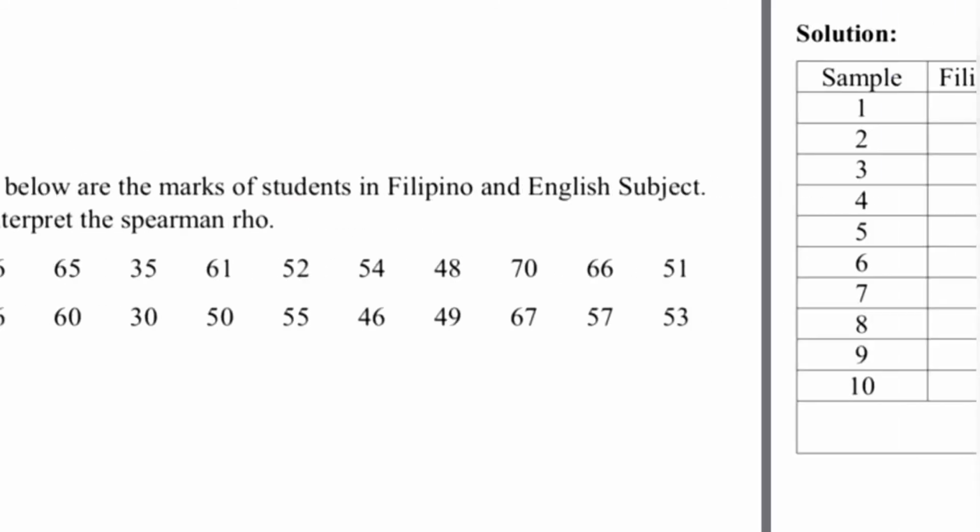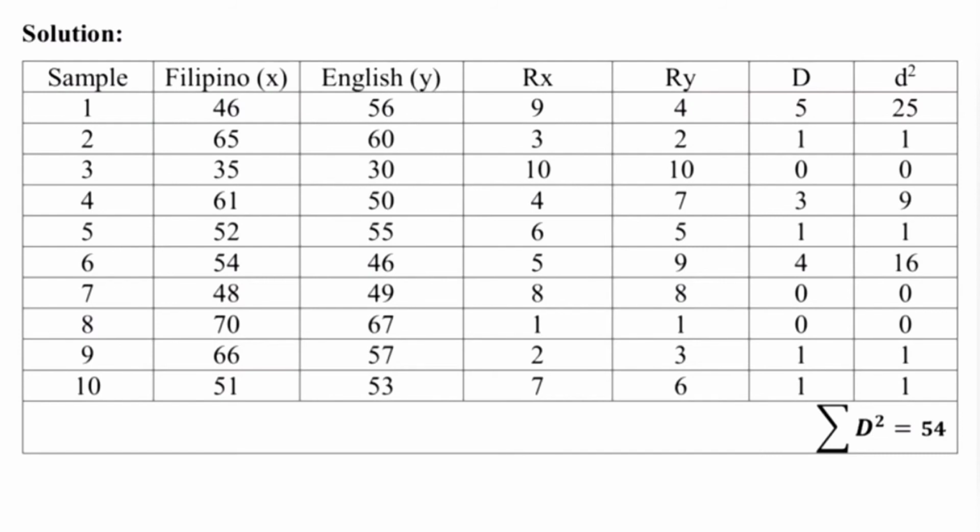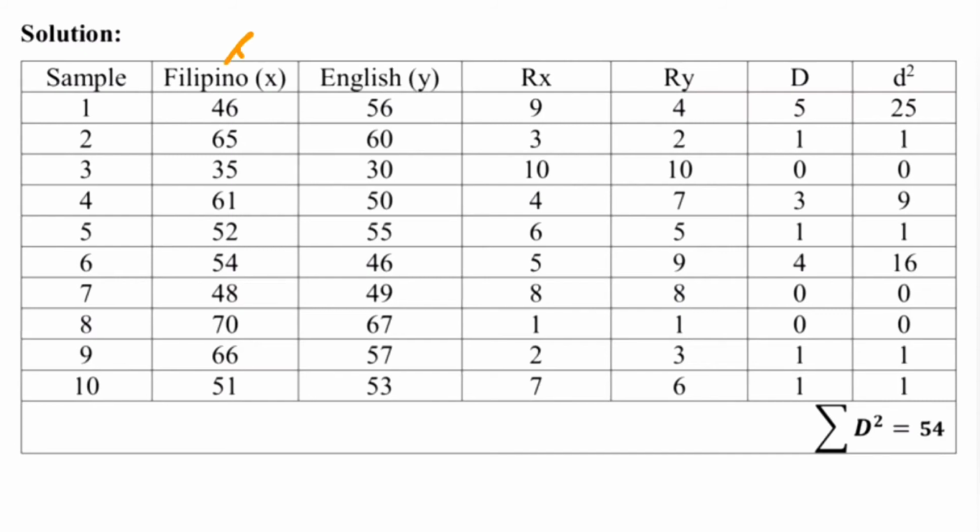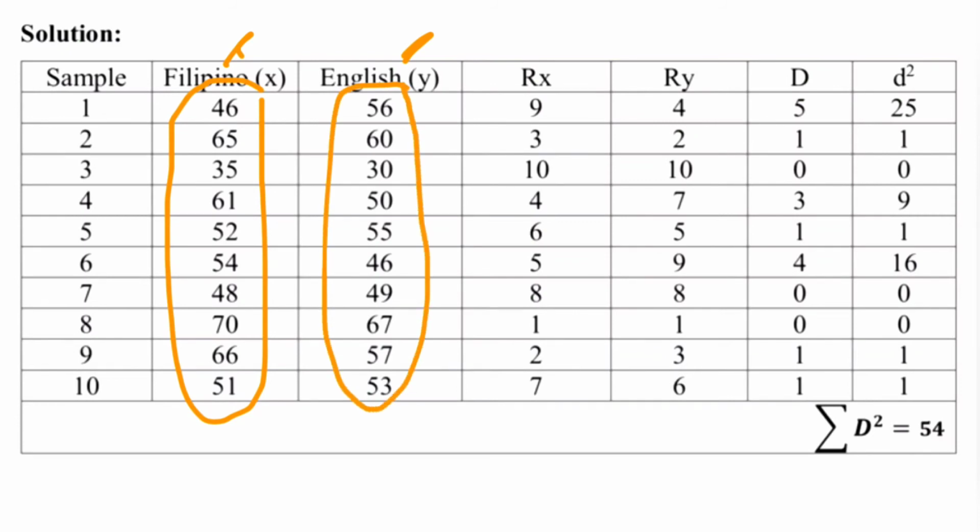So, again, let us write it in a table like this. This is our solution. We have here the number of samples: 1, 2, 3, 4, 5, 6, 7, 8, 9, and 10. We have Filipino as our X and English as our Y. We just rewrite the data from what was given. And the first step, as we said, is to get the rank of our X. In this set of scores, which is the highest? Isn't it 70? That's why it is the first.